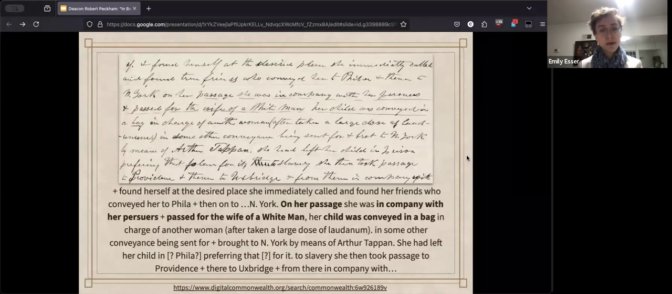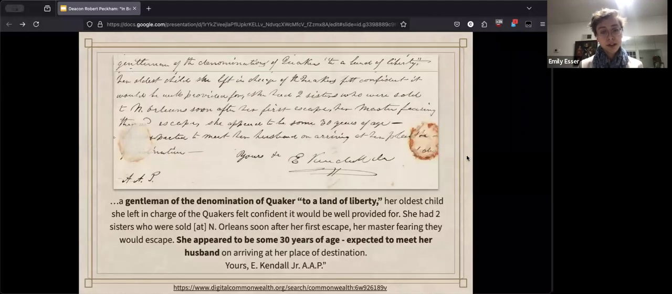She was in company with her pursuers on her passage. You can't even imagine how terrifying that must have been. She brought her child along in a bag, her little child. She left her older child with the Quakers for safety's sake.